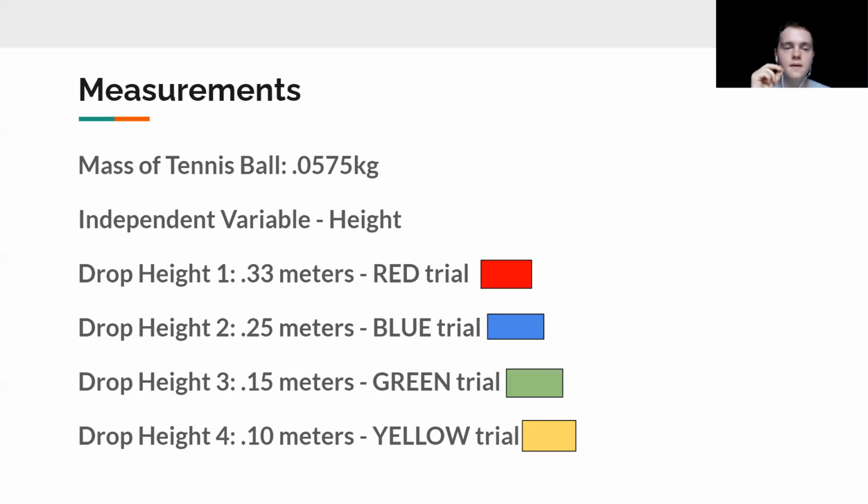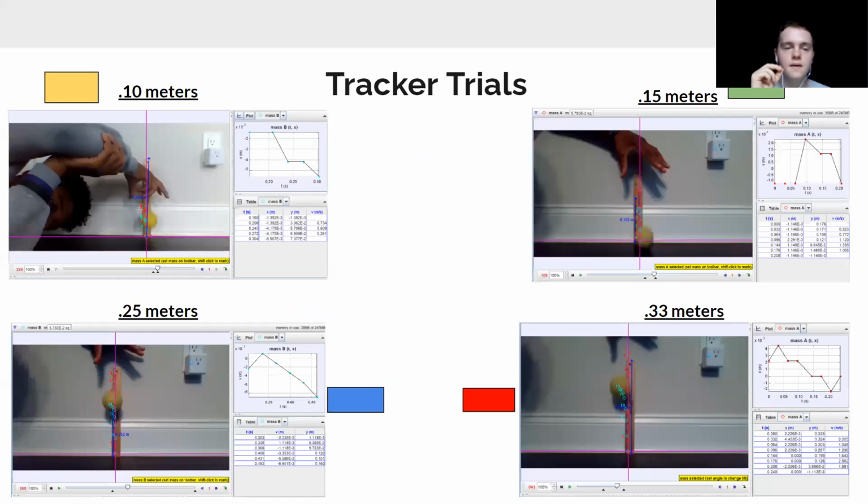Here we have the quantitative measurements of our experiment. The mass of the tennis ball we kept constant, and the variable that we decided to change was the height, and the different heights are marked by the different colors of the trials. Here we just have a few screenshots from the trials that we took in Tracker.